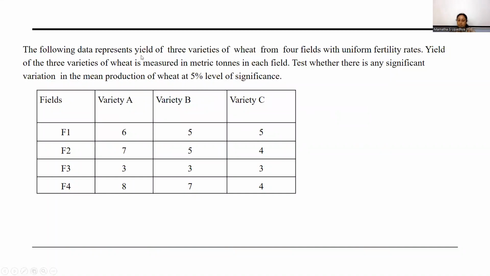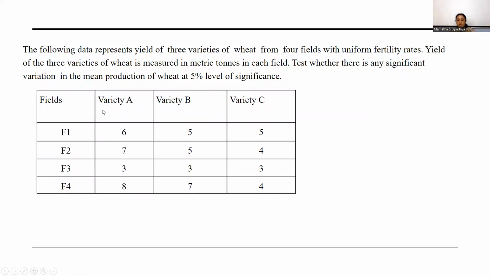The following data represents yield of three varieties of wheat from 4 fields with uniform fertility rates. Yield of three varieties of wheat is measured in metric tons in each field. Test whether there is any significant variation in the mean production of wheat at 5% level of significance.